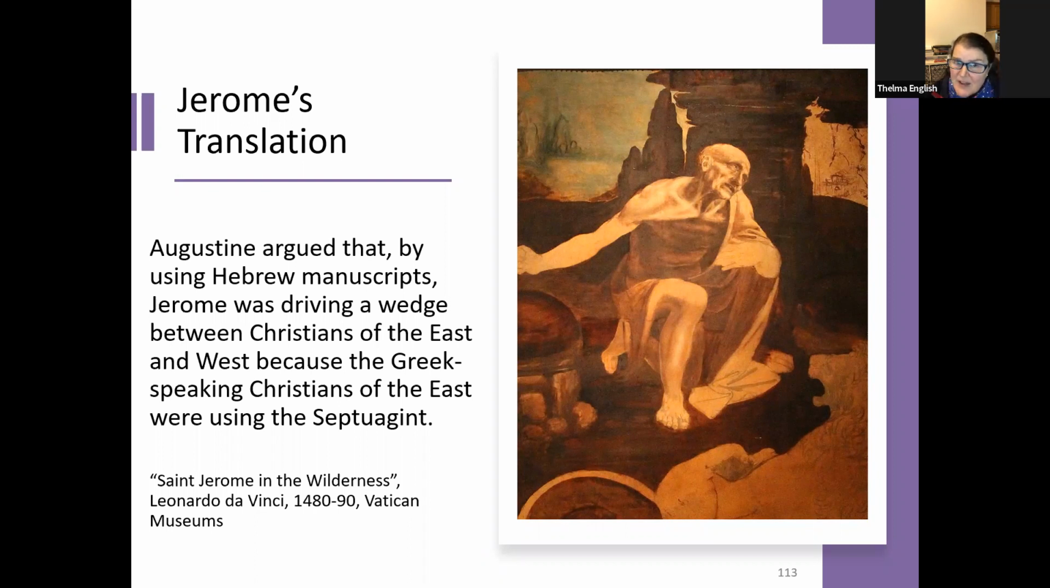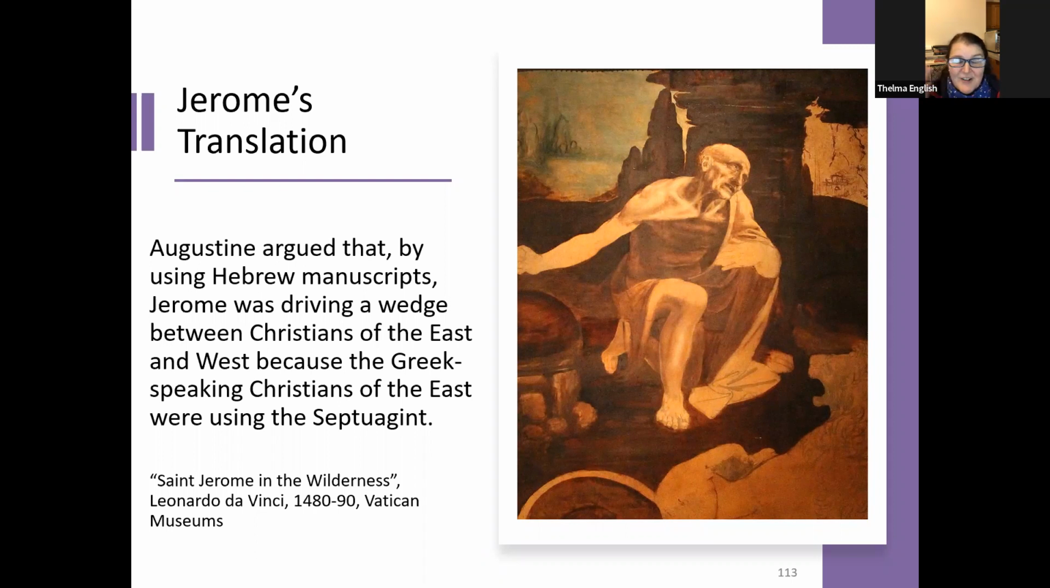and West, because the Greek-speaking Christians of the East were using the Septuagint, which was Greek. And I think that's kind of funny. If you read about Jerome and Augustine, you could look up Jerome and Augustine letters to one another. There is a church history set. I think it's 36 volumes. I've got it on my shelf, but I can't see it from here.